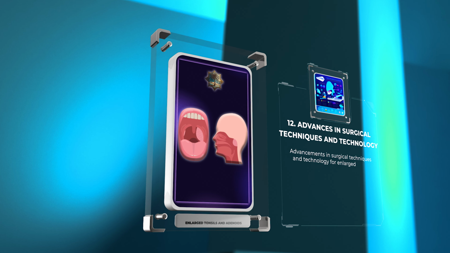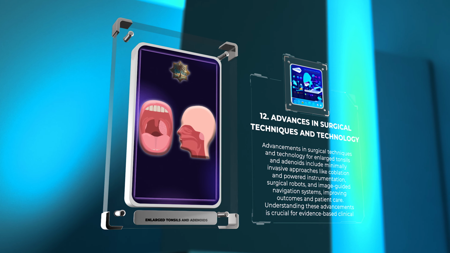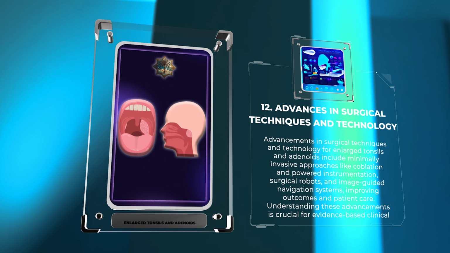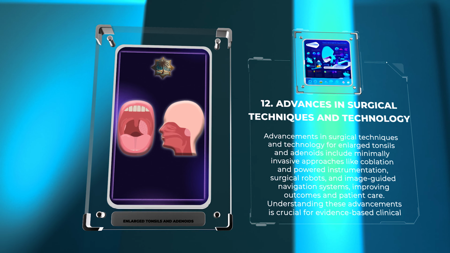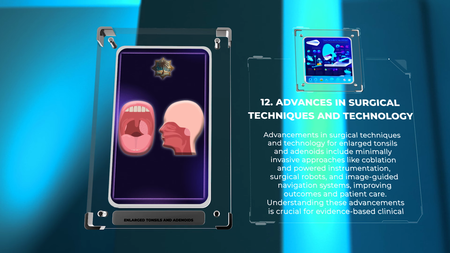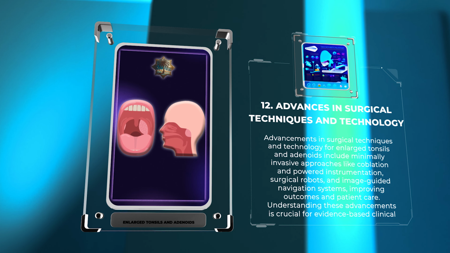Advancements in surgical techniques and technology for enlarged tonsils and adenoids include minimally invasive approaches like coblation and powered instrumentation, surgical robots, and image-guided navigation systems, improving outcomes and patient care. Understanding these advancements is crucial for evidence-based clinical decision-making.